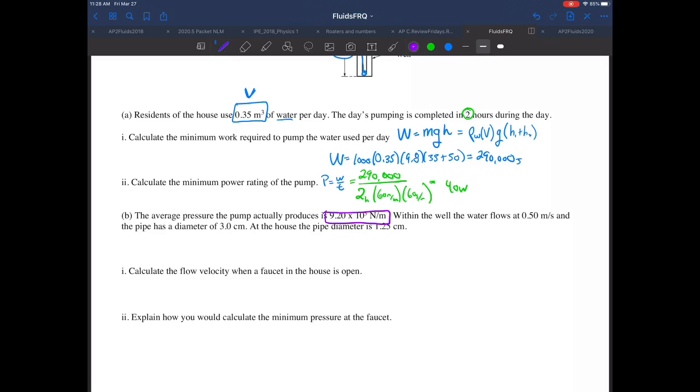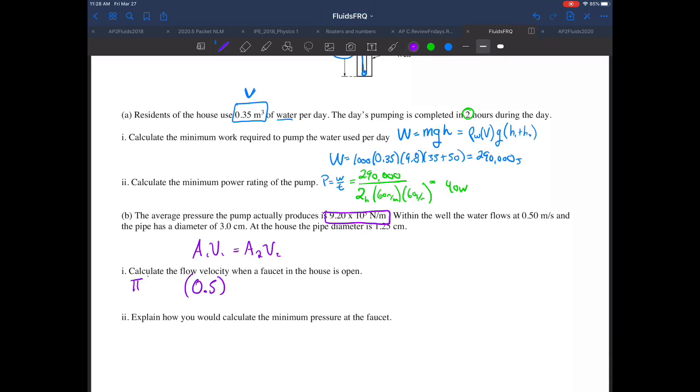Within the well, water flows at 0.5 meters per second, and the pipe has a diameter of 3. At the house, the diameter is smaller. Ooh, I'm sensing a little A1V1 is A2V2. Let's calculate the flow velocity. So it says in the well, that's location 1, we move with a speed of 0.5, and our pipe has a diameter of 3 centimeters. So we can keep it all in centimeters, that's fine.